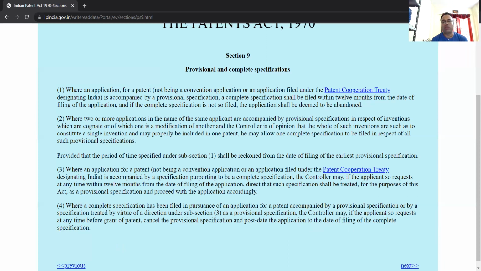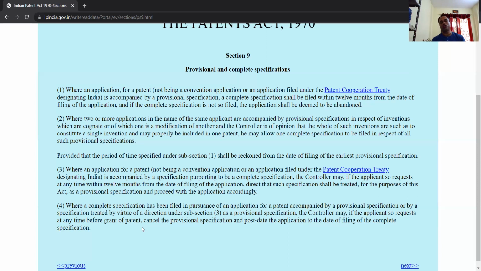The controller may, if the applicant so requests, at any time before grant of patent, cancel the provisional specification and post-date the application to the date of filing of the complete specification. So what we say is that you have filed a provisional on January 1st, and then you file a complete specification on November 1st. Okay, then the priority date is January 1st. But for some reason, if you don't want to consider this provisional specification, then you can cancel it and say that I want to post-date, and now my priority would be November 1st when I filed the complete specification.